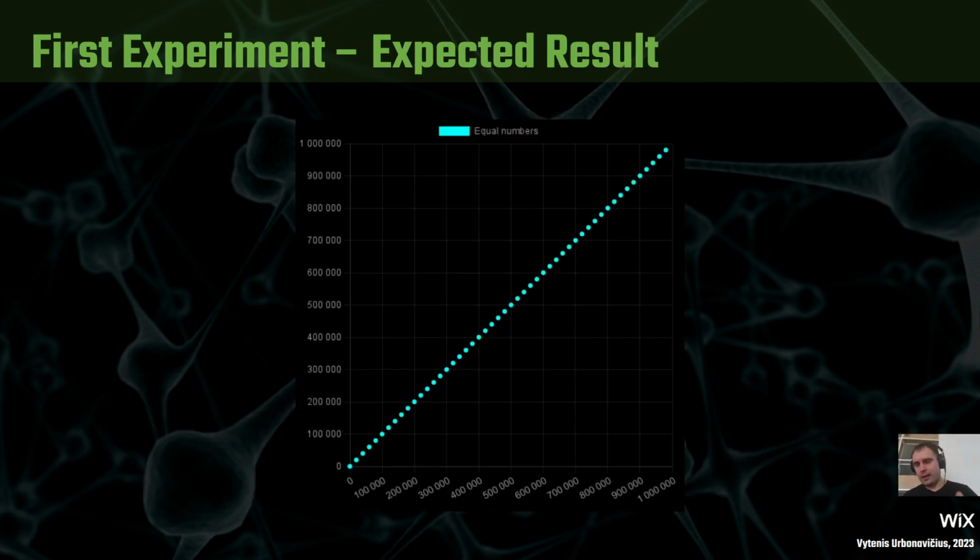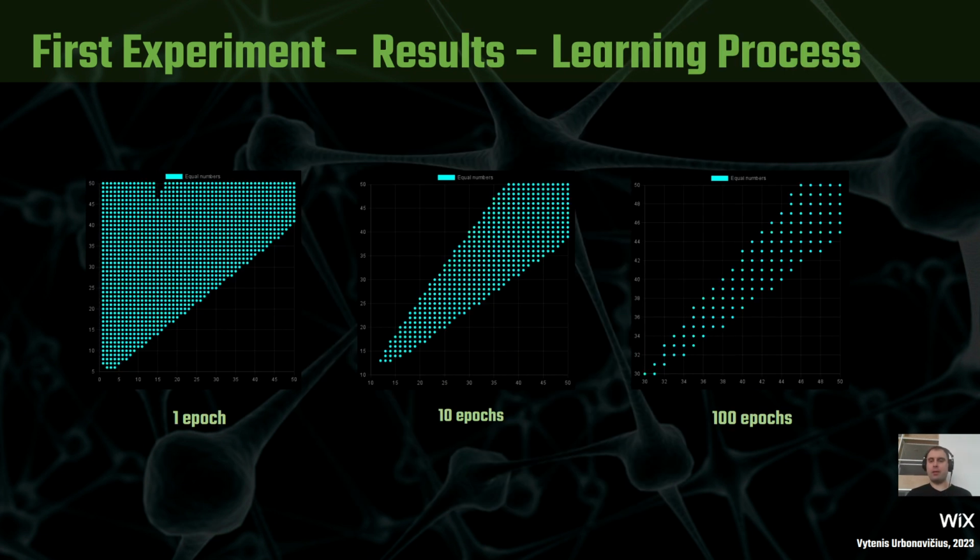And this is pretty much what I expected to see after the training. So I expected to see a line like this representing... On the horizontal and vertical axis, I had my inputs, and the dots were representing numbers which were equal. So there should be a diagonal line like this as a result. But what I saw, in fact, when I was trying it for the first time, was something like this.